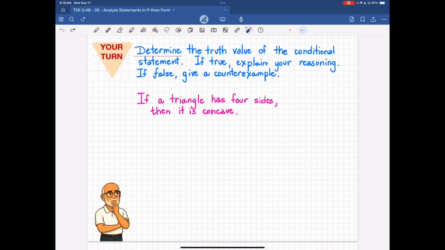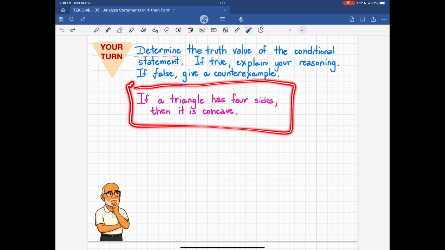Now it's your turn to take the lead. Let's see how you can apply what we have just covered in regard to conditional statements to this specific problem. The problem reads, determine the truth value of the conditional statement. If true, explain your reasoning. If false, give a counterexample. Now, here's the conditional statement. If a triangle has 4 sides, then it is concave. Okay, I'm going to read it again. If a triangle has 4 sides, then it is concave.